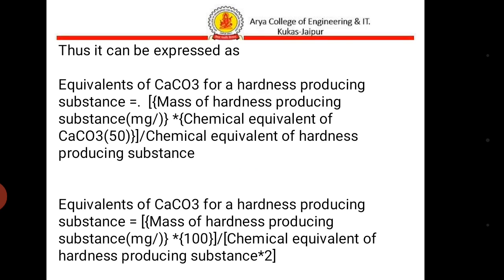Thus, equivalent of calcium carbonate for hardness producing substance can be calculated by formula: equivalents of calcium carbonate for a hardness producing substance equal to mass of hardness producing substance in milligram per liter multiply with chemical equivalent of calcium carbonate divided by chemical equivalent of hardness producing substance. Here chemical equivalent of calcium carbonate is 50.